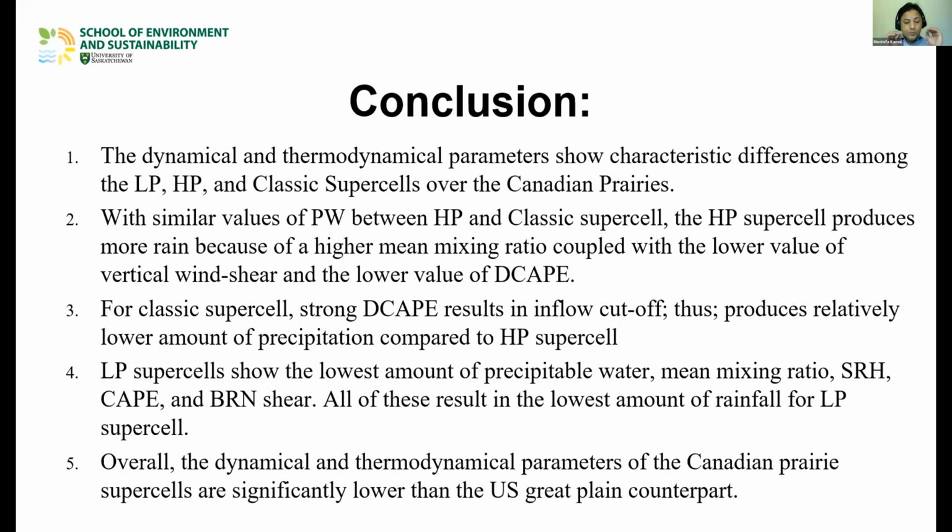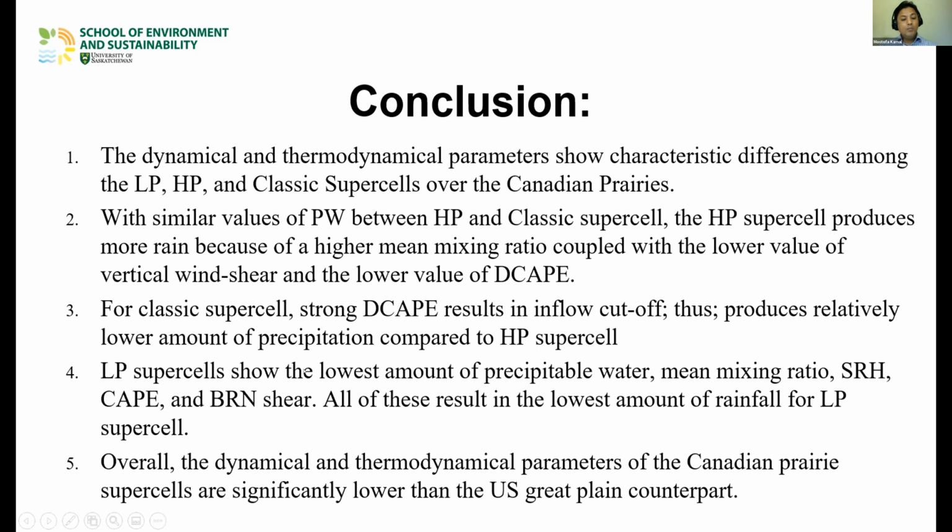As I mentioned, we see similar precipitable water but a difference in the mixing ratios, and that makes the difference between the classic supercell and the HP supercell. Another thing is that in the HP supercell, we have a comparatively lower downdraft CAPE than in the classic. When downdraft CAPE is strong, it creates a strong wind which may cut off the inflow, that is, the warm moist air coming to the core of the updraft of the thunderstorm. When there is a high value of downdraft CAPE, it cuts off the supply, and that's why the classic supercell produces comparatively less rain than the HP supercell.